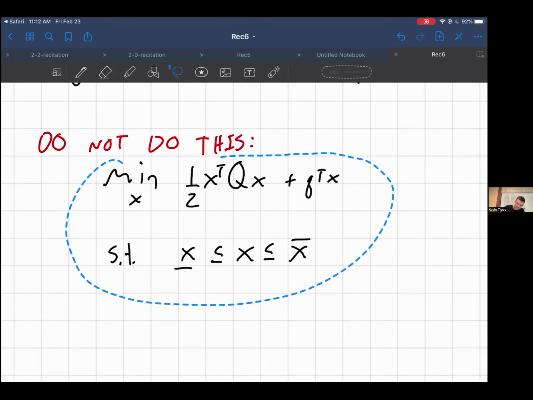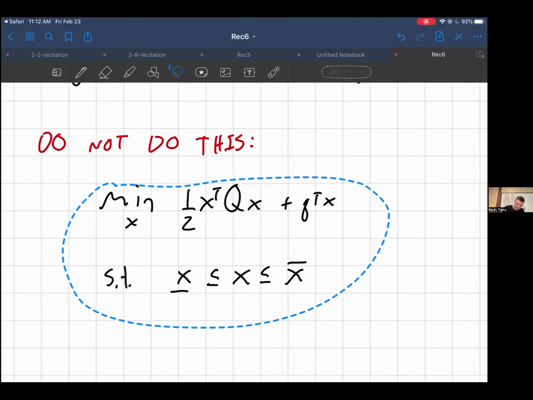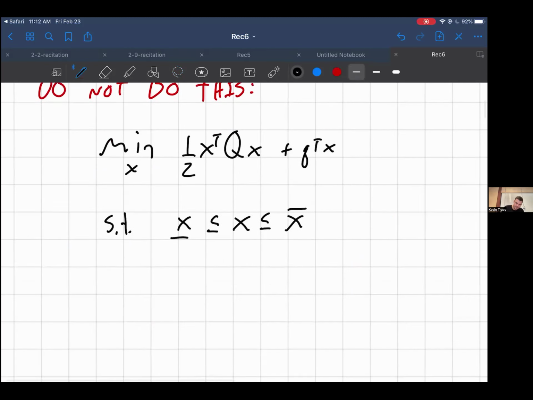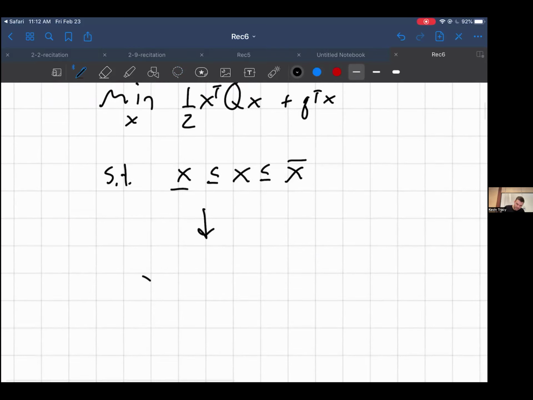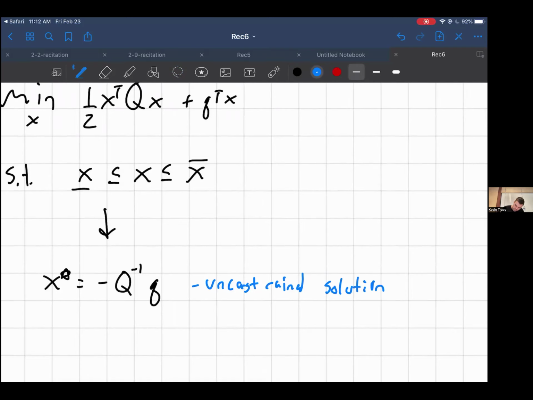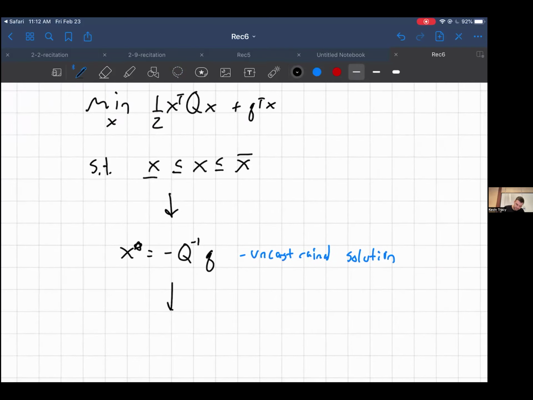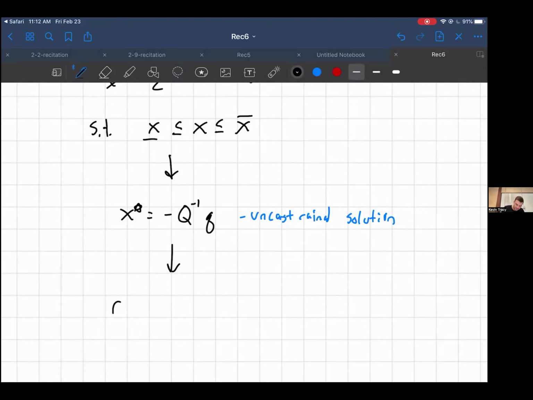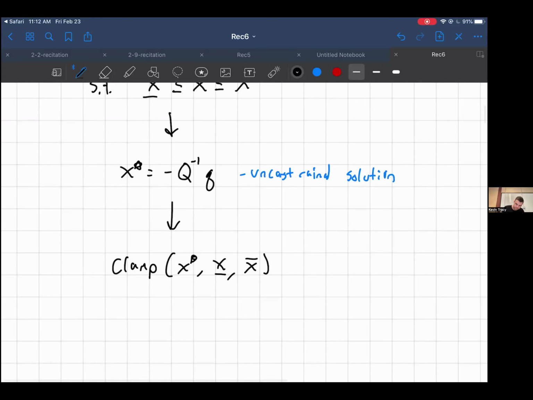So if I take this problem and I just ignore the constraints for a second, I have an unconstrained quadratic. This is quite easy to solve. So first thing I do is I get x star equals negative q. So this is the unconstrained solution. And then I can just clamp it, all right? I can just say, and again, this is bad.